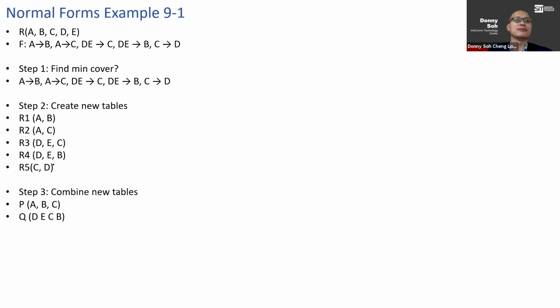Let's look at the next example. So A, B, C, D, E. We first check to see if this is a minimal cover or not. So A implies B, B implies C, D implies C, D implies B, C implies D. Firstly, there is nothing on the left, right that we can take away. So immediately, yeah, minimal cover.